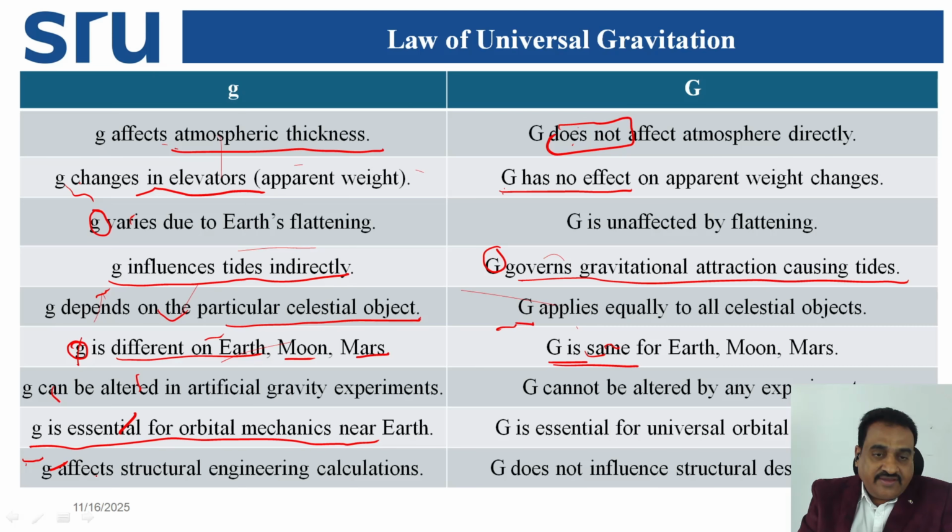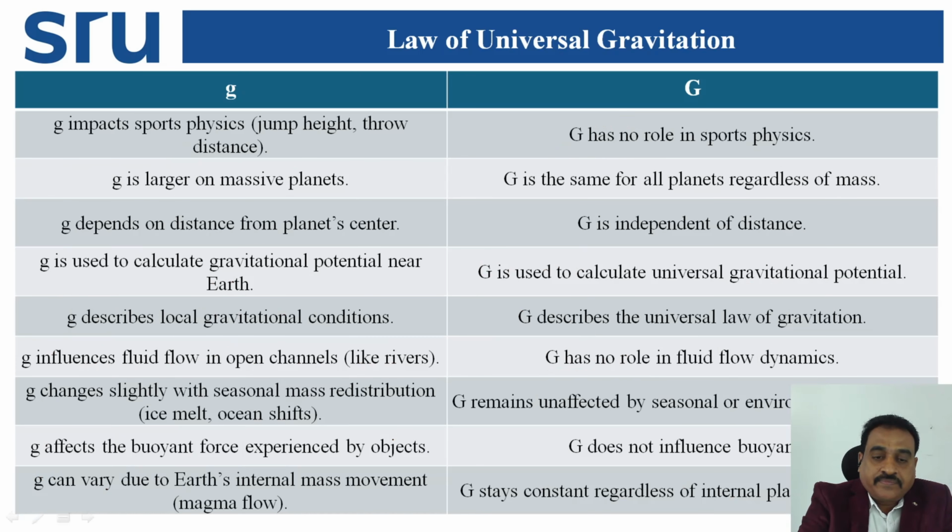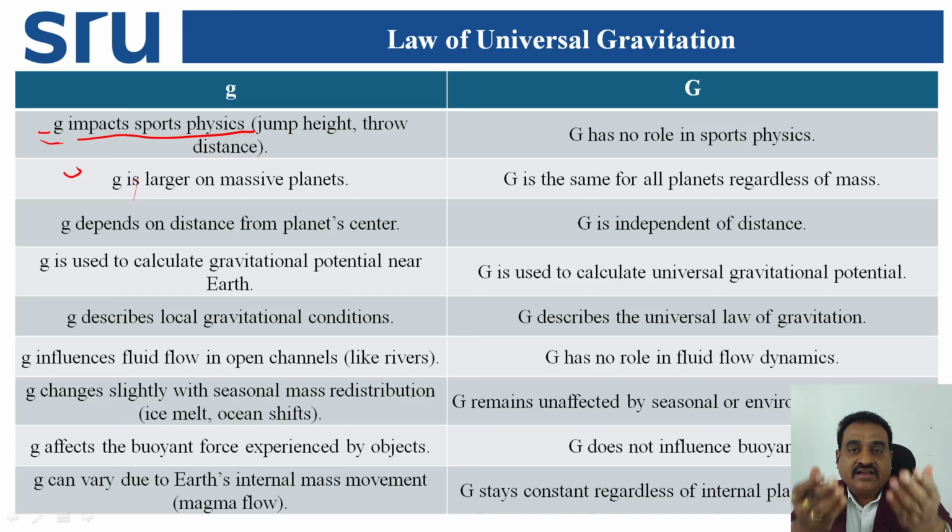Acceleration due to gravity affects structural engineering calculations. Capital G, the universal gravitational constant, does not influence structural design directly. So acceleration due to gravity, small g, impacts sports physics, that is, jumping height, throw distance, etc. But the universal gravitational constant, capital G, has no role in sports physics.